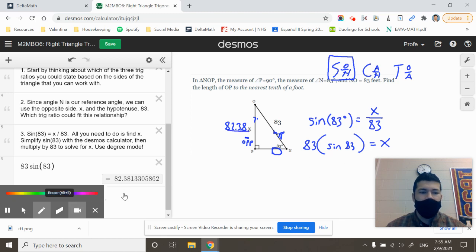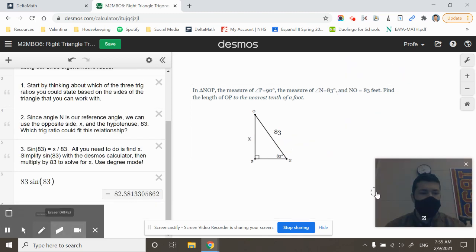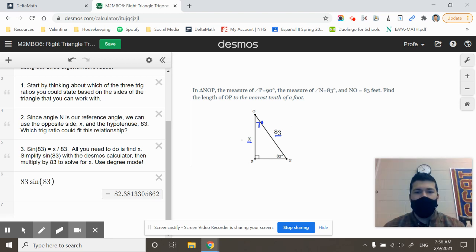Very good. Then one more way of solving the problem: what if you wanted to use the 7-degree angle instead? I can use side x and side 83, but from the vantage point of 7 degrees, those would be the adjacent side and the hypotenuse. So I can say the cosine of 7 degrees is equal to adjacent x divided by hypotenuse 83. To solve for x, I multiply 83 to both sides, so it's 83 cosine of 7 degrees.